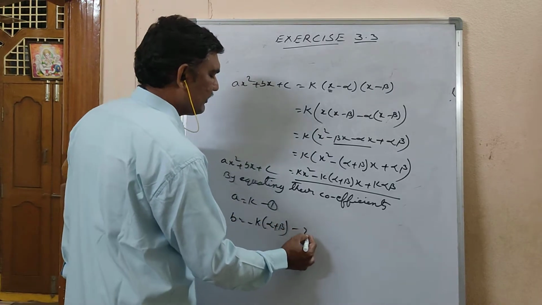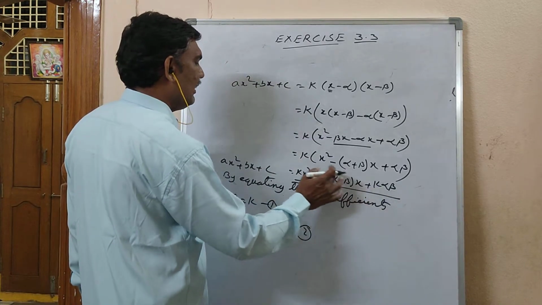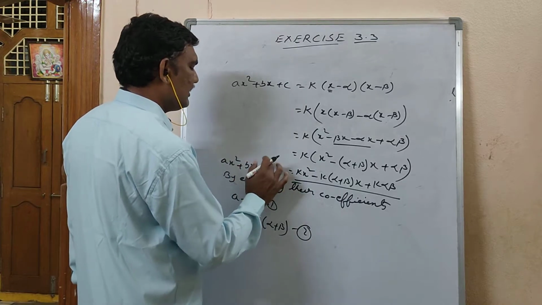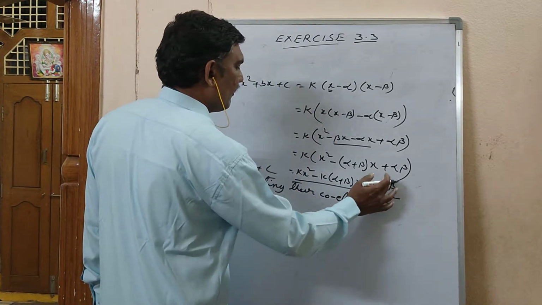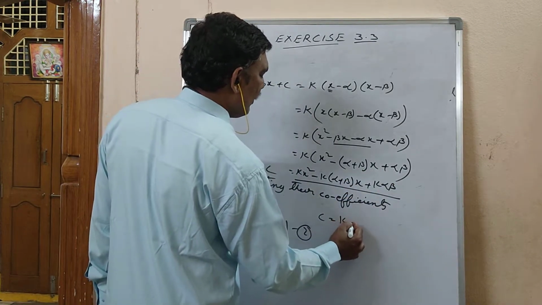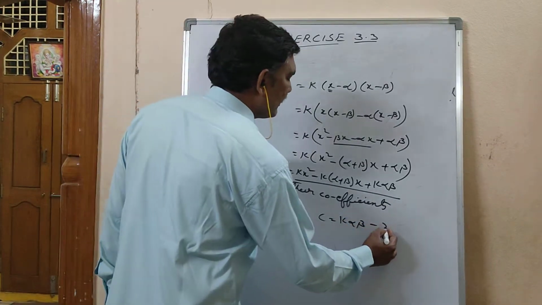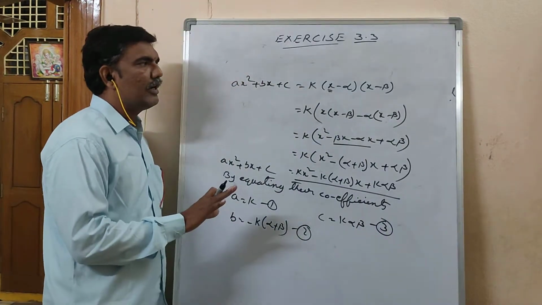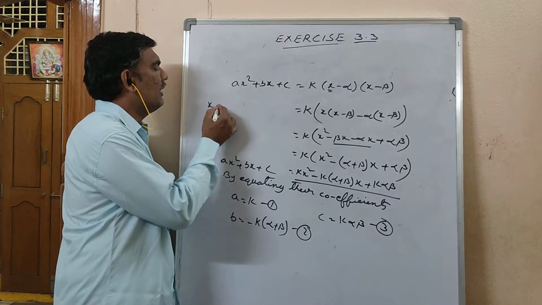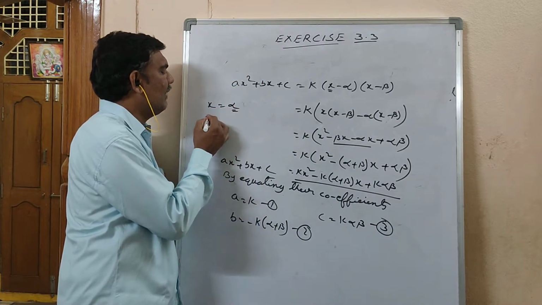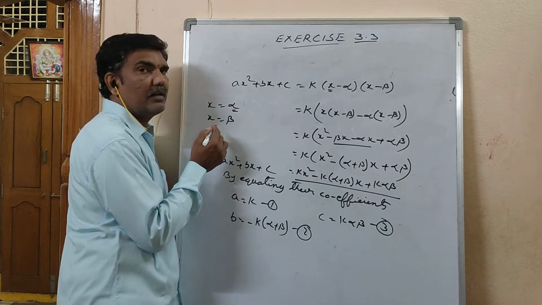Next it is the second equation. What is the third? Here the entire constant term is c. What is here? k into alpha beta. It is equation number 3. See, I did not do anything. I assumed one zero is alpha, the other zero is beta.